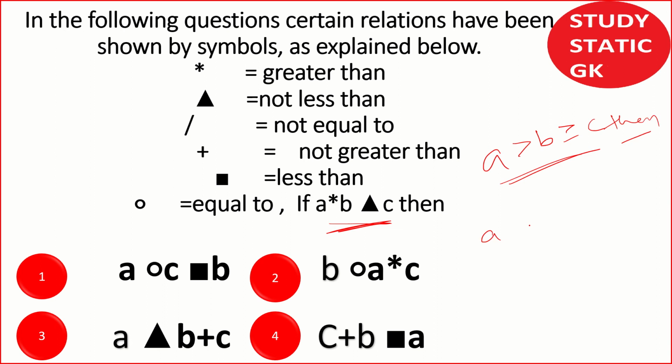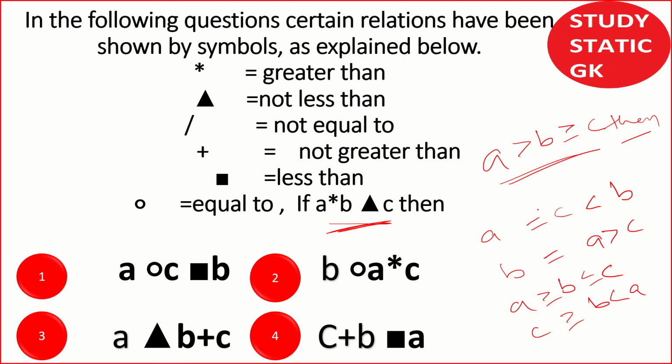Then we will write these options over here: A C B, and B A C. Right? A B C, C B A. Again here, circle means equal to, square means less than B. Right, again B circle means equal to, star means greater than, A triangle, not less than, means greater than or equal to, plus means not greater than, means less than or equal to, and B square means less than. So these are the conditions. So A greater than B greater than or equal to C.